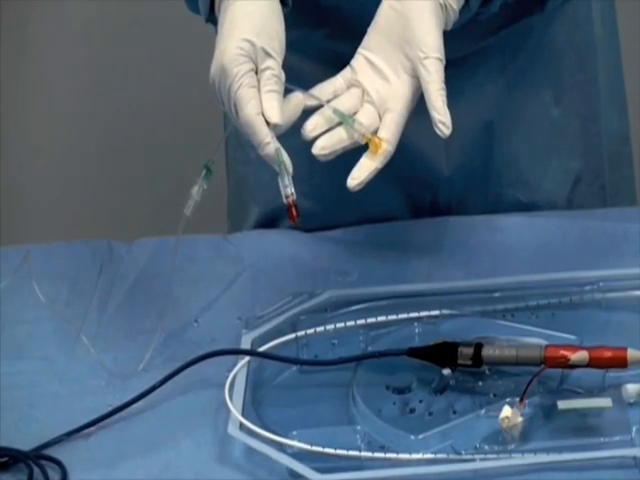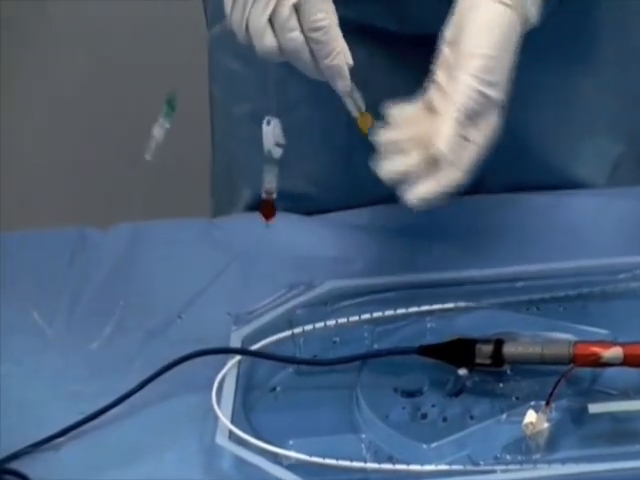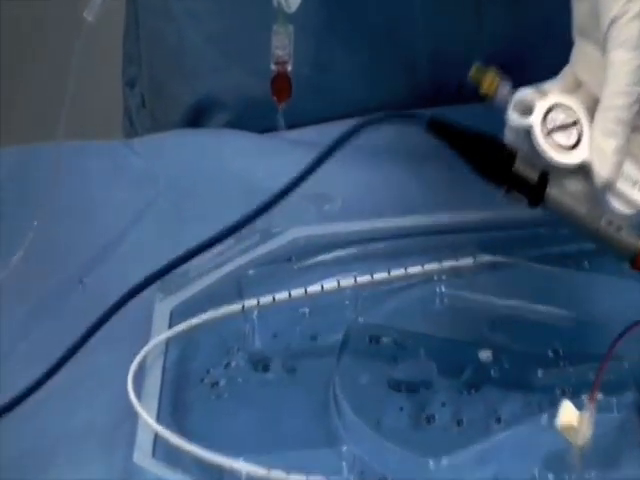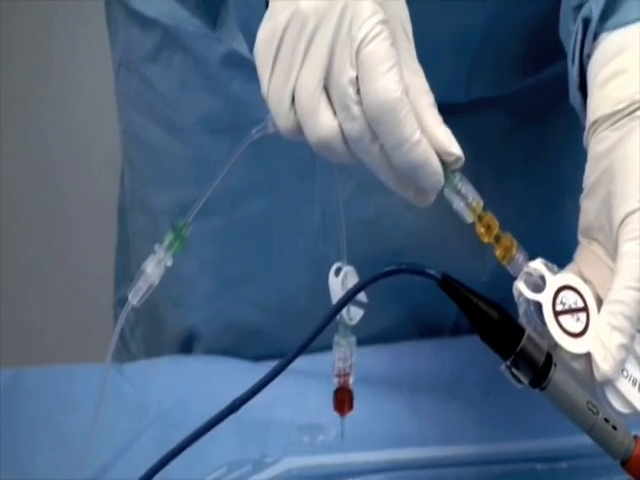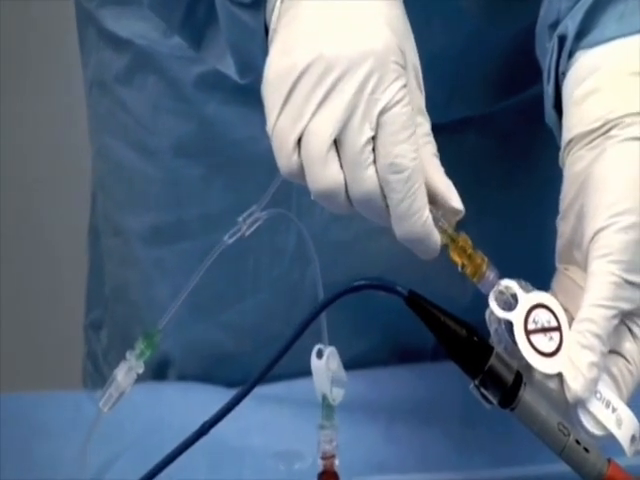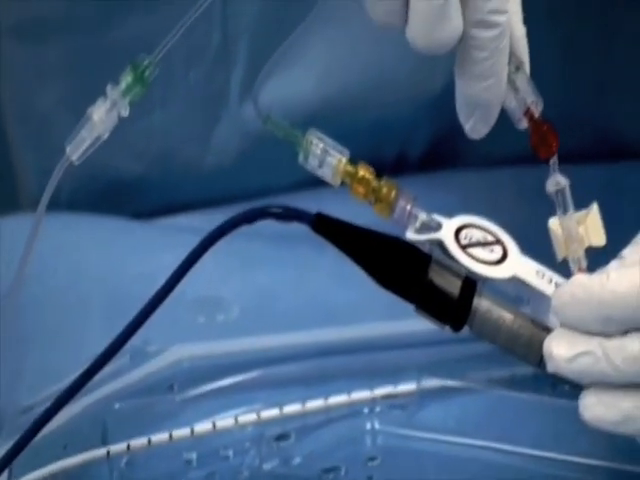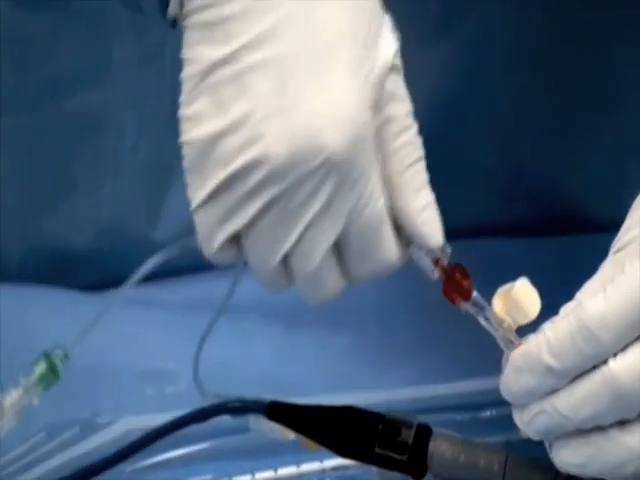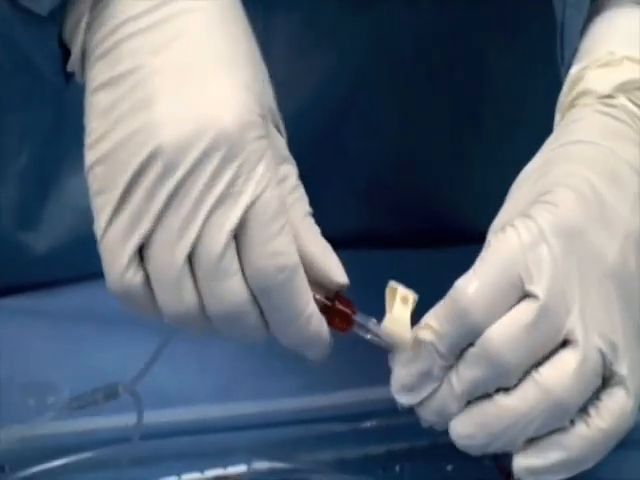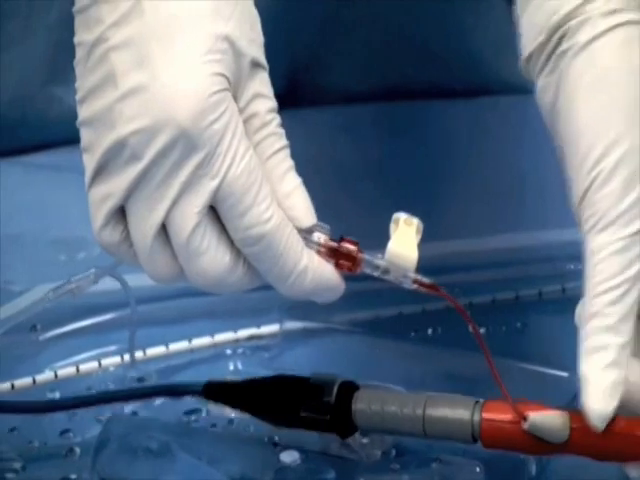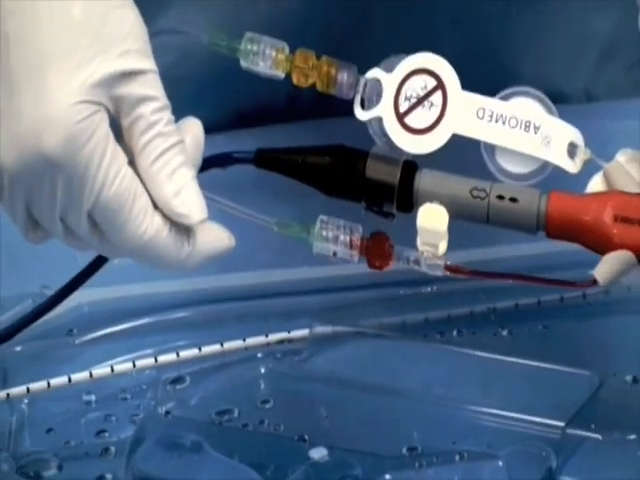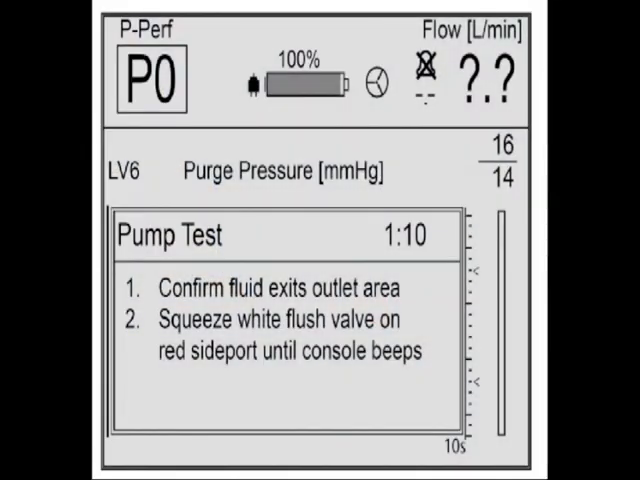Finally, with the roller clamp open, prime the dextrose solution to the sterile field, and the sterile person makes the connections, connecting the yellow end of the IV tubing to the yellow connector on the Impella catheter and the red end of the IV tubing to the red connector on the Impella catheter. Once the purge pressure reaches 350 millimeters of mercury, the console goes into the third screen.